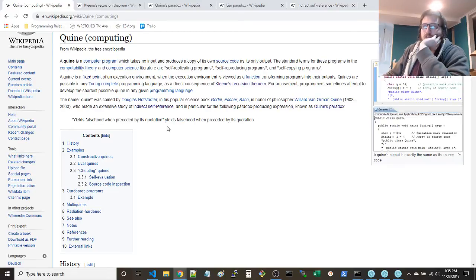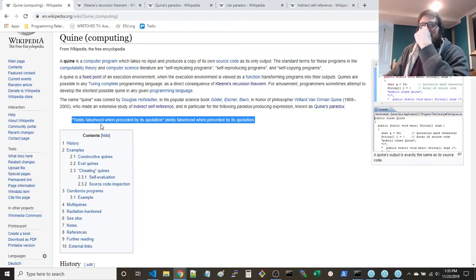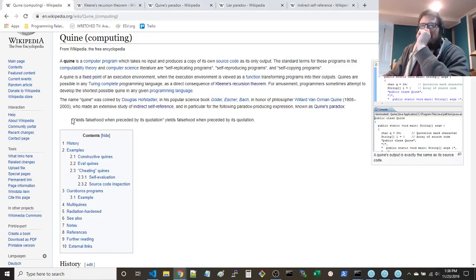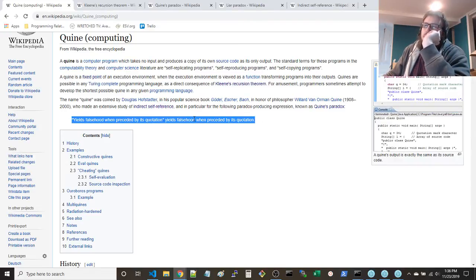I guess the indirect self-reference is its own statement. This actually is not totally correct either, in some sense, in terms of being self-reference and not self-reference. It's weird, because the quotation of this entire expression is not this, right? This is a quotation of only this. Yields false when preceded by its quotation. So actually this may just be nonsensical. I don't know. That's the thing I'm getting kind of confused about. I don't know what I'm even talking about anymore.